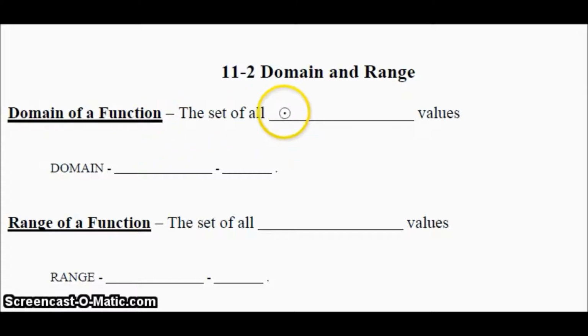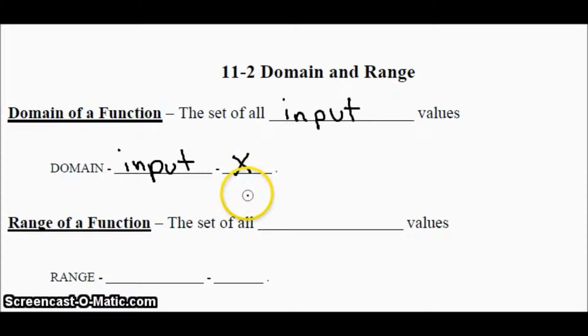This is going to be the set of all input values. The domain is our input. Okay, domain is our input values, but we can also just talk about our x values, because x's are what we're going to be manipulating, plugging into functions to figure out what our range is, and that's the connection. The range of a function is the set of all outputs. If it's not the input, it's going to be the output.